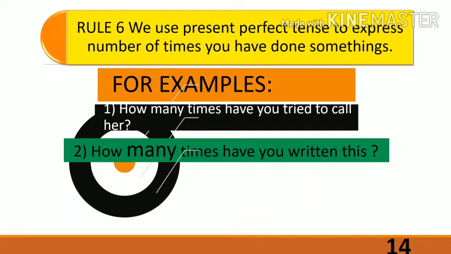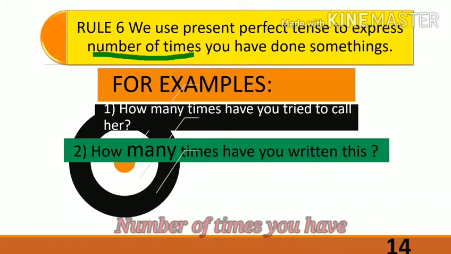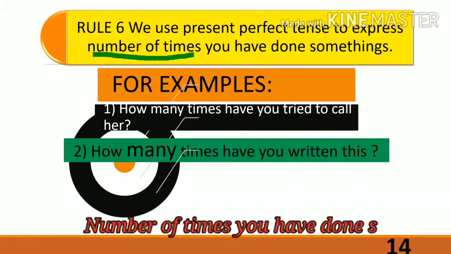We use present perfect tense to express a number of times. What I'm saying is, the number of times you have done something. It means the number of times you are performing something, and at that time you can make use of present perfect instead of any other sentence.